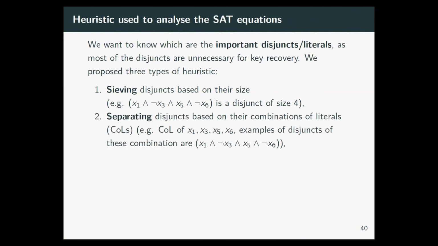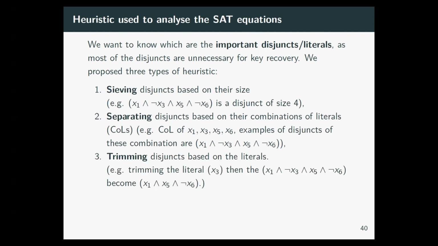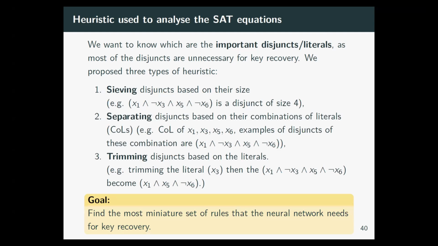Then we separate the disjuncts based on what we define as a combination of literals, COL. For example, a COL x1, x3, x5, x6 is just any disjunct with these 4 literals, no more, no less. Then we look into trimming the disjuncts based on their literal. What I mean is, suppose I want to trim x3, I simply remove x3 from the disjuncts, regardless of whether it has a NOT gate or not. So our goal was to find the most miniature set of rules that the neural network needs for key recovery.